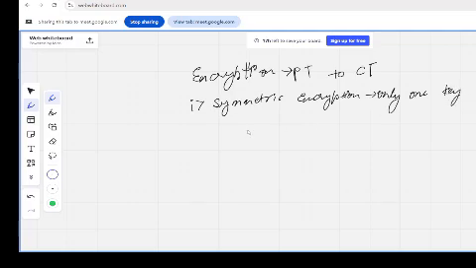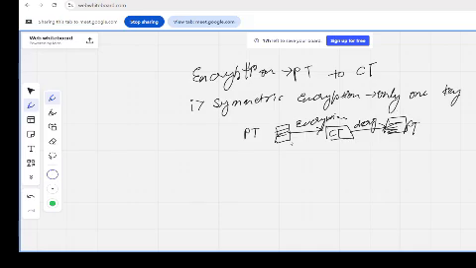Suppose this is our plain text. When we do encryption here, the plain text is converted into ciphertext. This is our ciphertext. Now, when we apply decryption, we get our plain text again. So this is called symmetric encryption. This encryption and this decryption use the same key. So this is all about symmetric encryption.